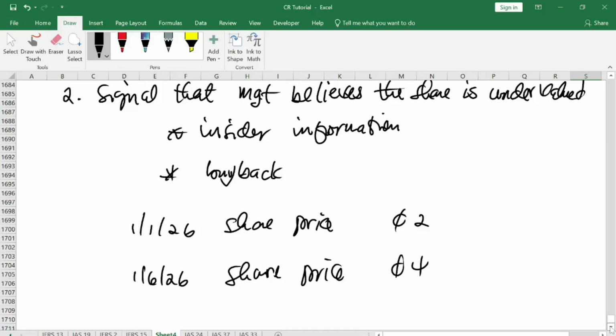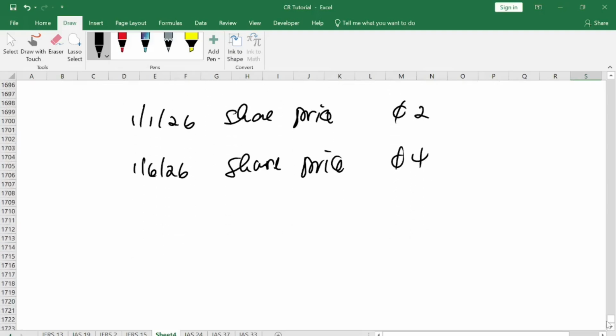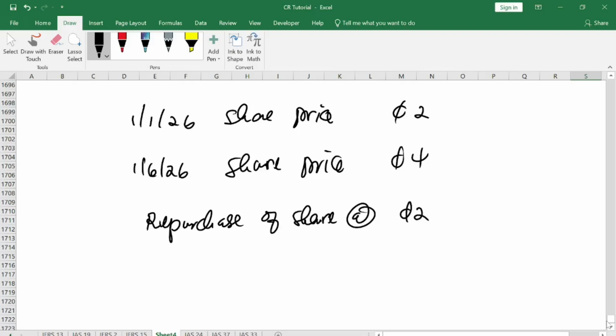So for that reason, what they will do is, okay, let us buy. They will do what? They will do a repurchase of shares at 2 cedis. So they will buy it back. So when the company finally gets value, the share price will also increase.